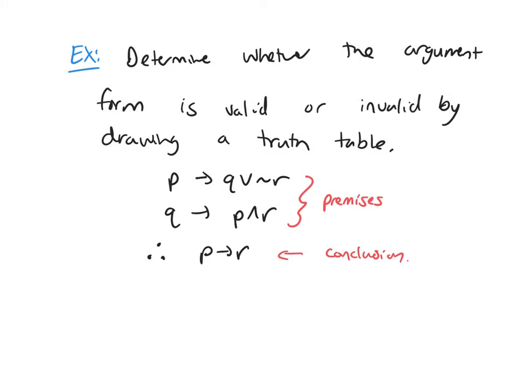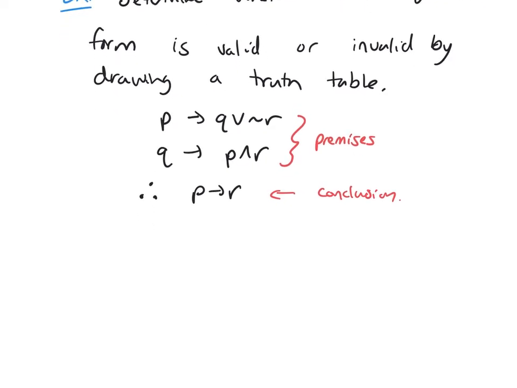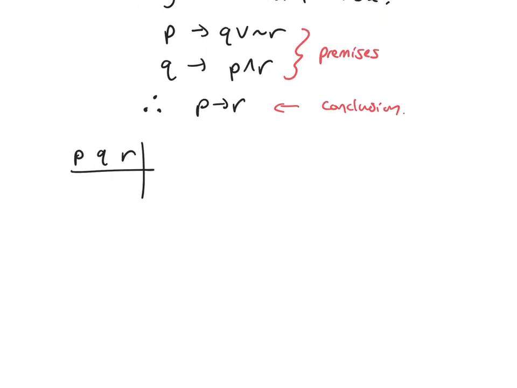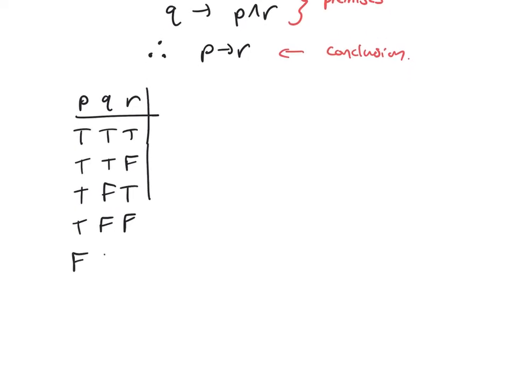So now I need to make a truth table containing all of these. So if I look, I have 3 statement variables. I use P, Q, R, so I need to set up my table with a column for P, Q, R. And then I'm going to have 8 rows, so let's go ahead and fill in our 8 options here. True, false, true, true, false, false. And then repeat these 4, but change P to be false. False, false, true, false, false, false.